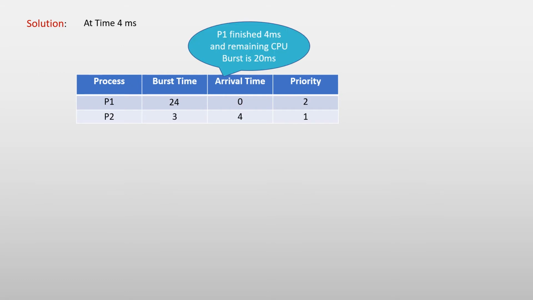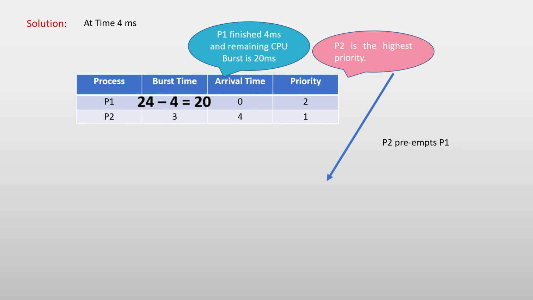At 4 milliseconds, the second process arrived, which has a priority of 1. By this time, P1 has finished 4 milliseconds of its task and 20 milliseconds of CPU burst is remaining. Out of the two processes P1 and P2, the highest priority is P2, so obviously P2 gets executed. P2 preempts P1 and starts its execution. So P1 executed for 4 milliseconds and from there onwards, P2 took over the system and executed till 6 milliseconds.